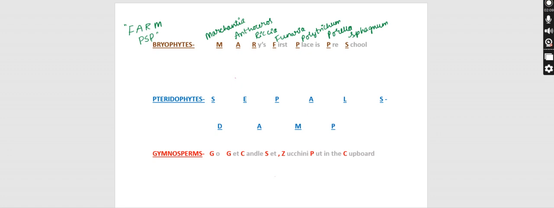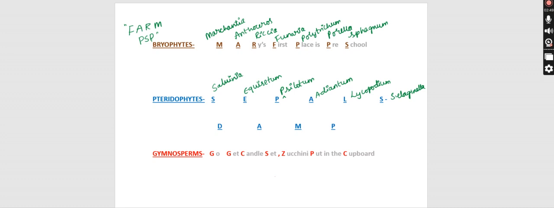So in this pteridophyte, S is representing Salvinia, E for Equisetum, P for Psilotum. We are not going to pronounce it as Pisilotum, so P is silent over here. We pronounce it as Silotum. And A for Adiantum, L for Lycopodium, S for Selaginella. So here you can write Salvinia or Selaginella, your wish.